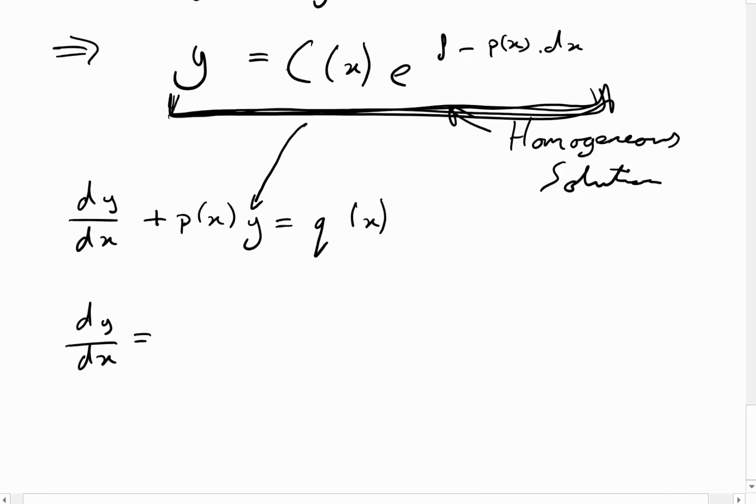Well, it's going to be the chain rule. Sorry, not the chain rule, the product rule. Because we've got something which is a function which is dependent on x. That's why we made this constant dependent on x. This constant is dependent on x.